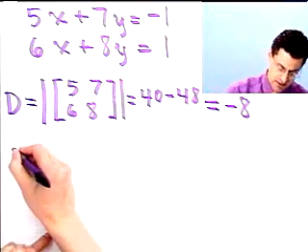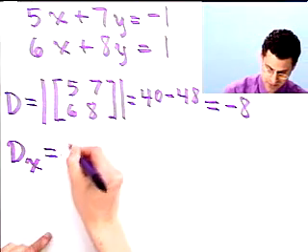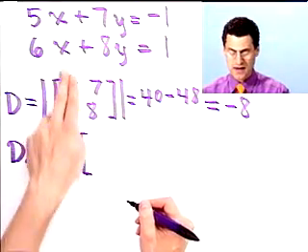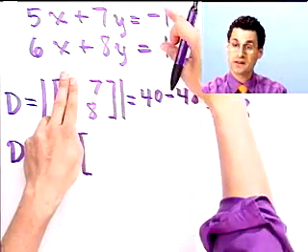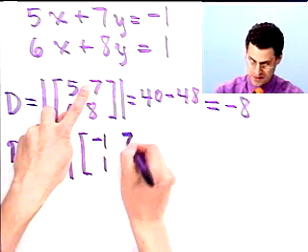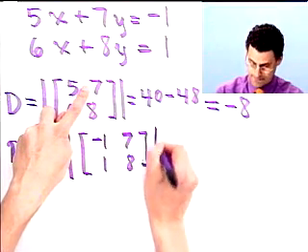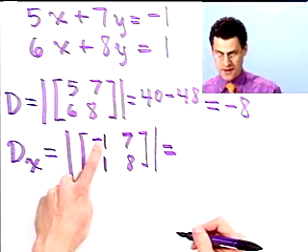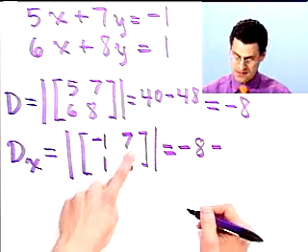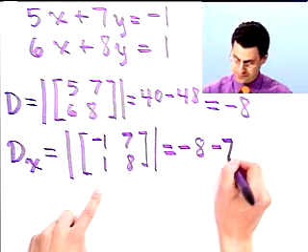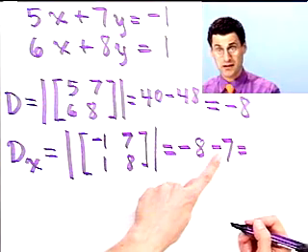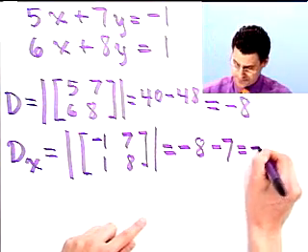So let's keep going. Now let's compute d sub x. How do I compute d sub x? I just take this matrix, but get rid of the x column in exchange for putting these numbers in. So I put in minus 1, 1 in this column, but I keep the other column the same. Now I compute that determinant. Well, that's minus 1 times 8. So that's just minus 8. Minus, and then 7 times 1. So what's that? Well, minus 8 minus 7 is actually going to be minus 15.